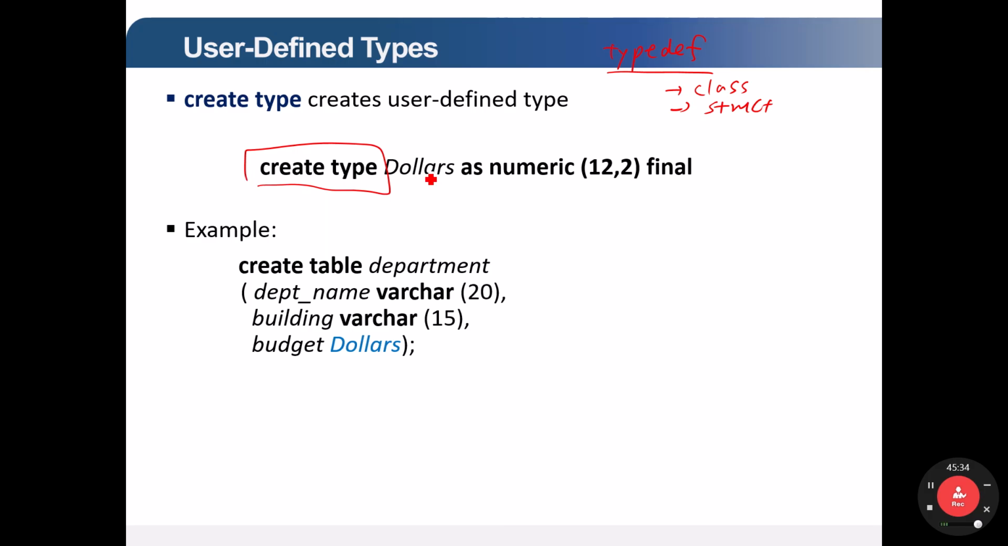So here, in this example, the user-defined data type is called dollars, and it is basically a numeric type with 12 digits and 2 digits after the decimal point. These 2 digits are for cents, and these 12 are for dollars. And once you define this user-defined data type, you can use that data type when creating subsequent tables.